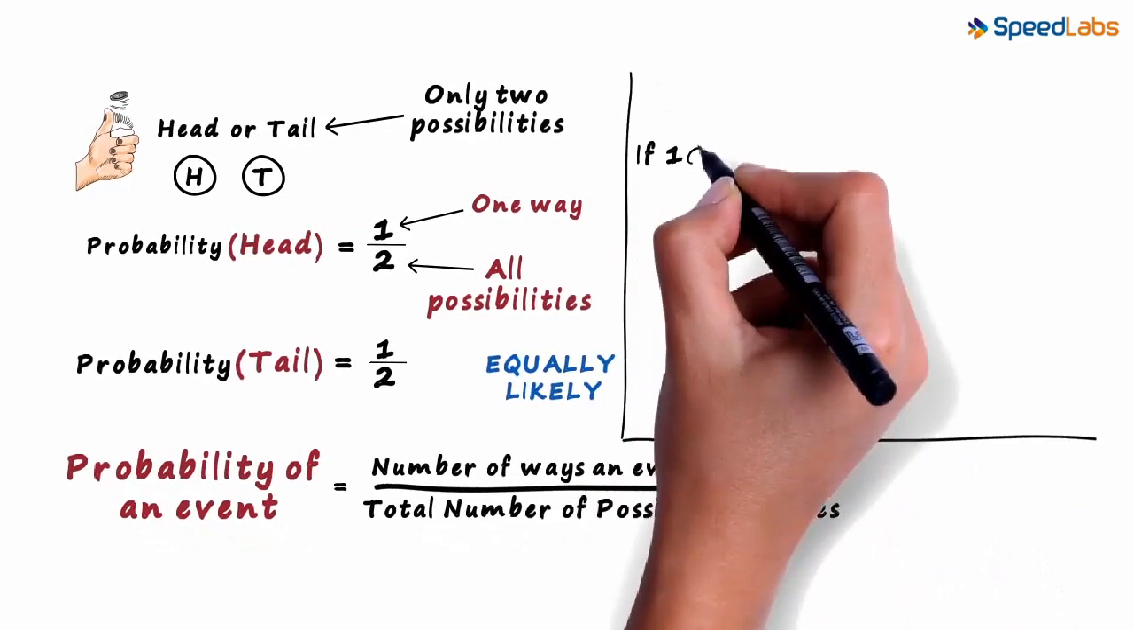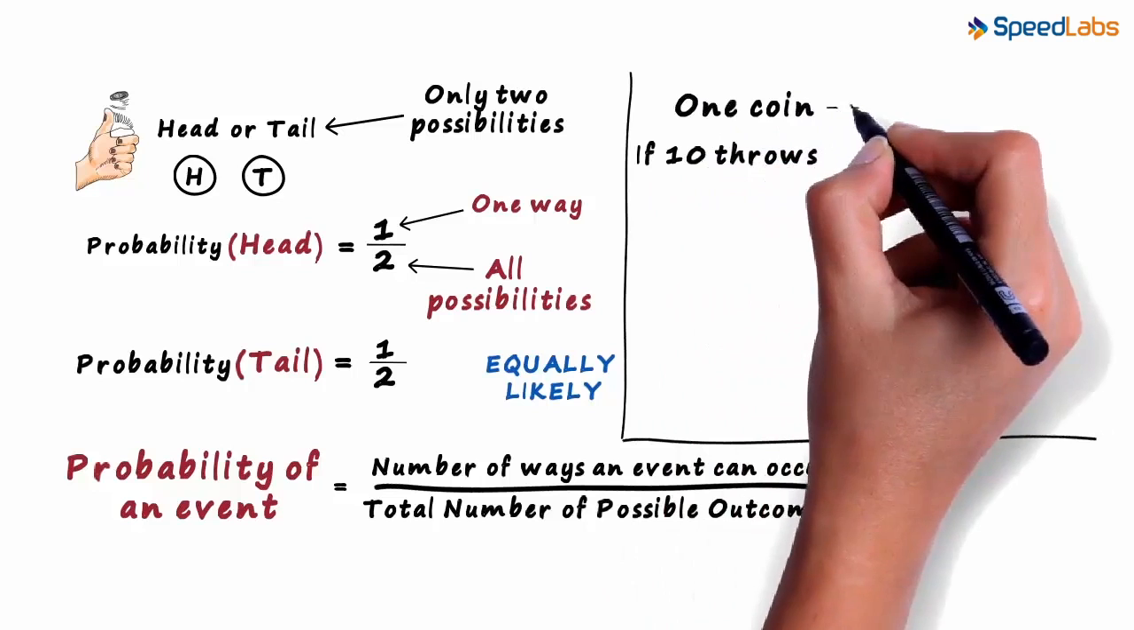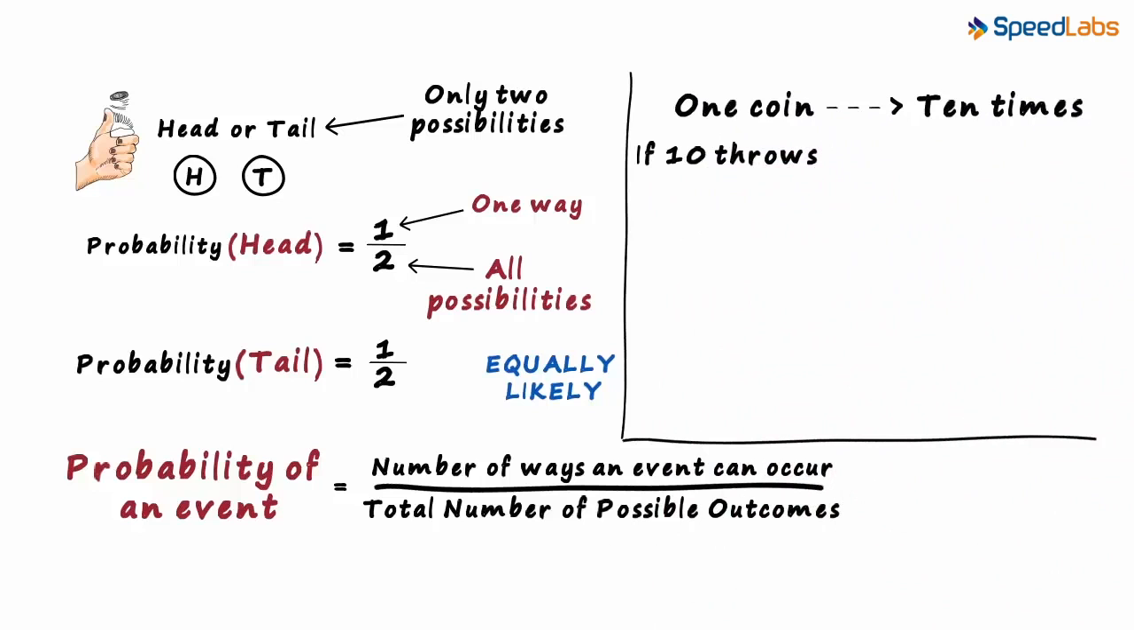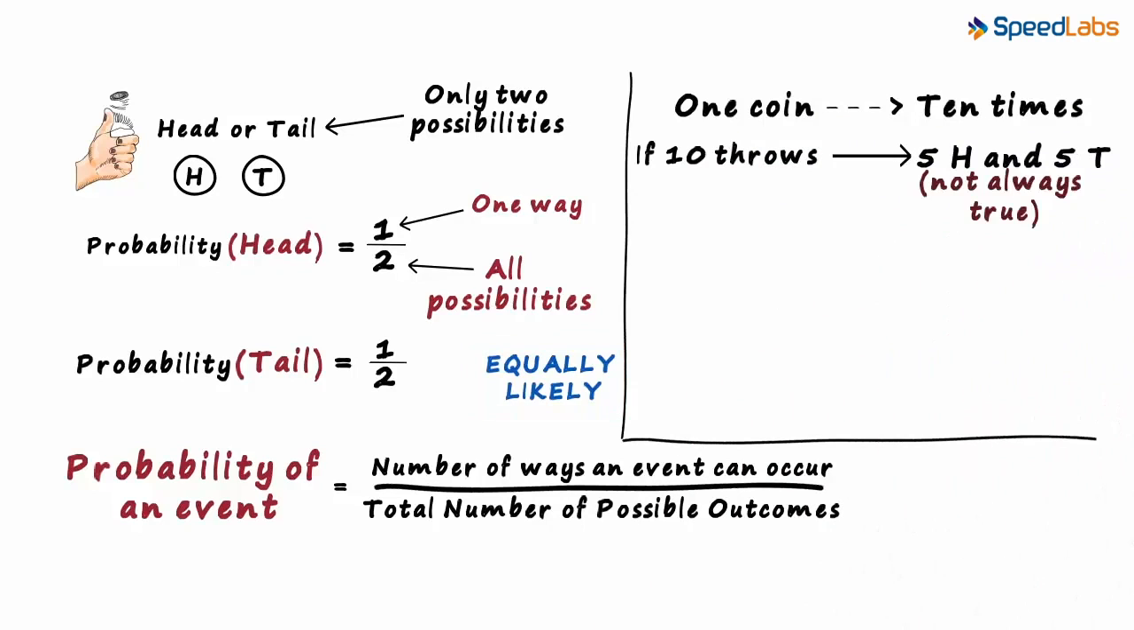What if there are 10 throws of a single coin? I'm not talking about 10 coins tossed simultaneously. I'm talking about one coin being tossed 10 times. Since the events are equally likely, does that mean that after 10 throws, we will surely get 5 heads and 5 tails? This will not always be true. You may get 6 heads and 4 tails, or maybe 9 heads and a tail, or maybe even 10 tails.